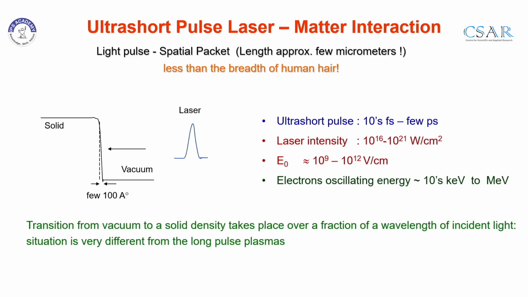So with this basic introduction to how this process is happening, let us see how the ultrashort pulse laser-matter interaction happens. This ultrashort pulse is a light packet, a spatial packet of length approximately a few micrometers, which is less than the breadth of a human hair. So the energy is deposited into the plasma, and during this laser pulse, the plasma does not have time to expand.